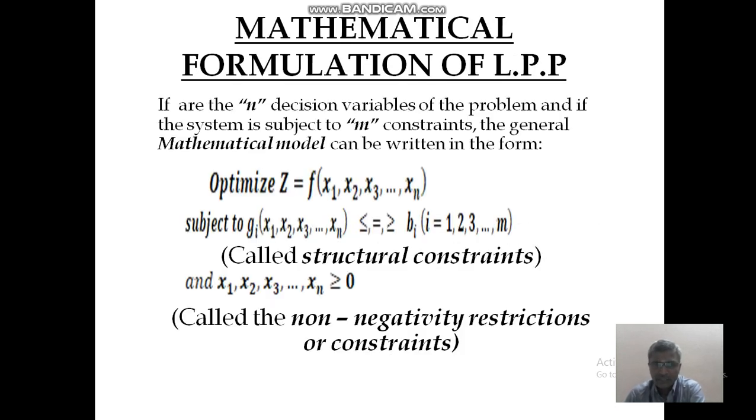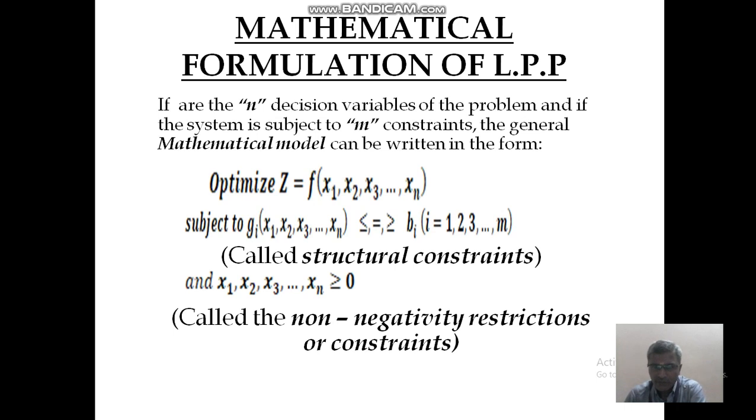Mathematical formulation of LPP, which we already discussed. If there are n decision variables in the problem and the system is subject to m constraints, the general mathematical model can be written in the form: optimize z, where z may be maximized or minimized, f of x1, x2, x3 etc. xn, subject to gi of x1, x2, x3 etc. xn, less than or equal to, or greater than or equal to, bi, for i equal to 1, 2, 3 etc. m, called structural constraints, and x1, x2, x3 etc. xn greater than or equal to 0, called the non-negativity restrictions or constraints.